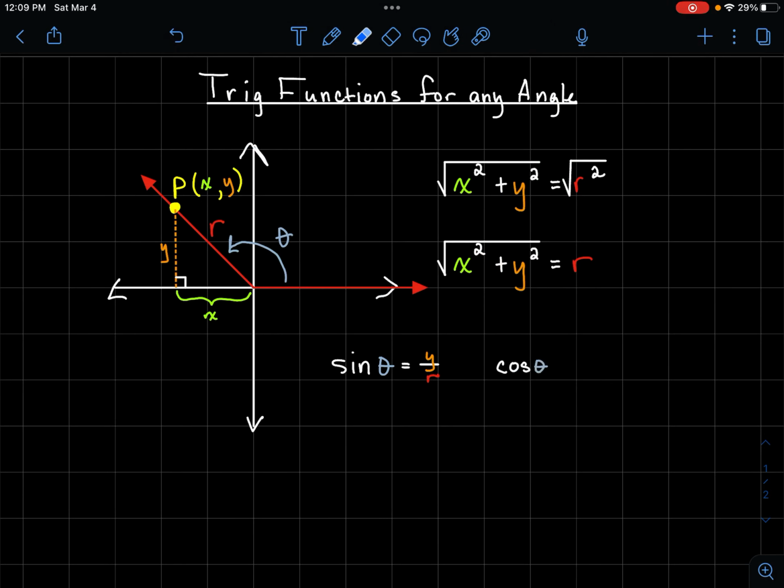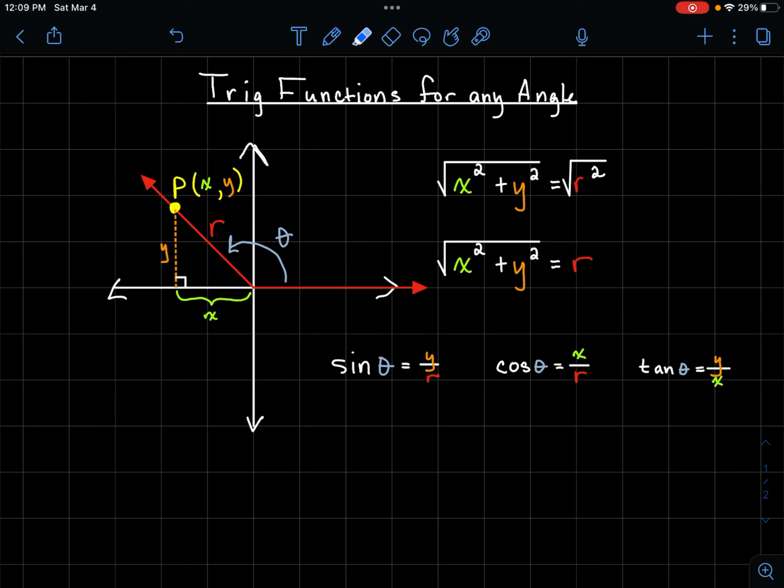Moving on to the next trig function. What is cosine? Again, SOHCAHTOA. What's the adjacent side to the angle? It happens to be x, and the hypotenuse is r, so the cosine of our angle would be x over r. And the last trig function, tangent, which is opposite over adjacent. Here is my opposite, here's my adjacent, so tangent would be y over x.